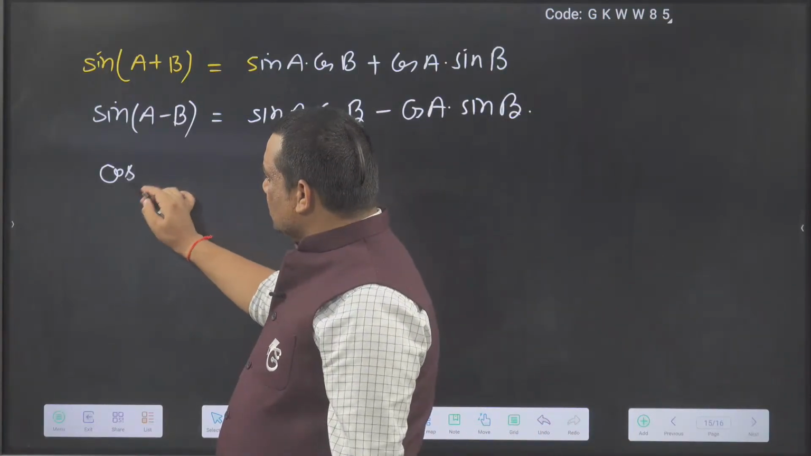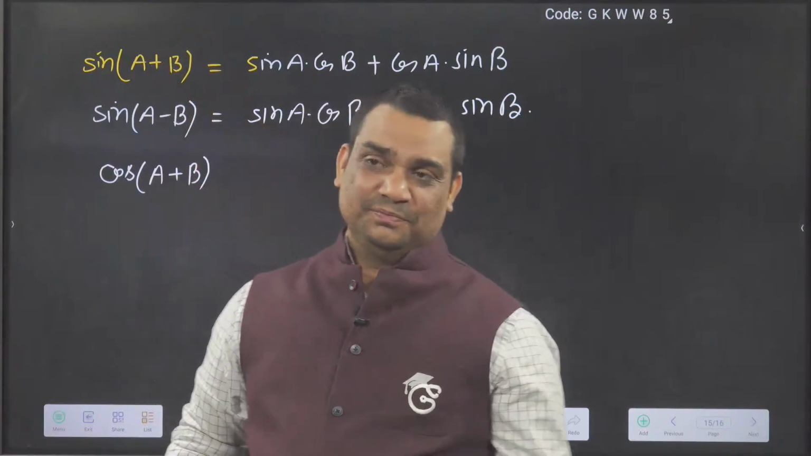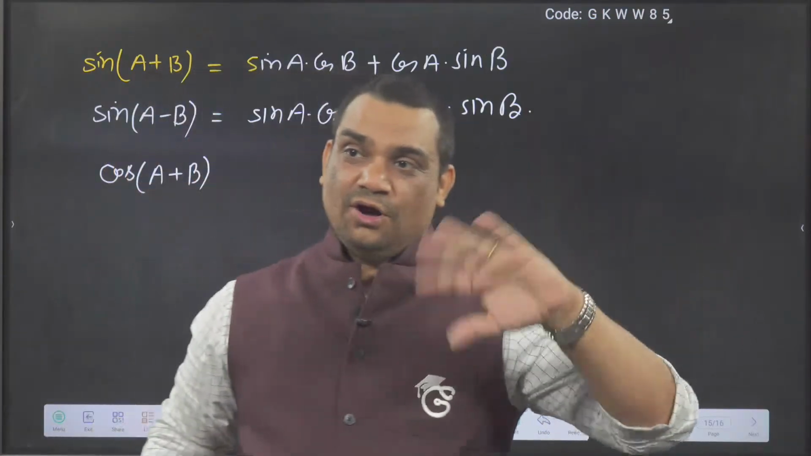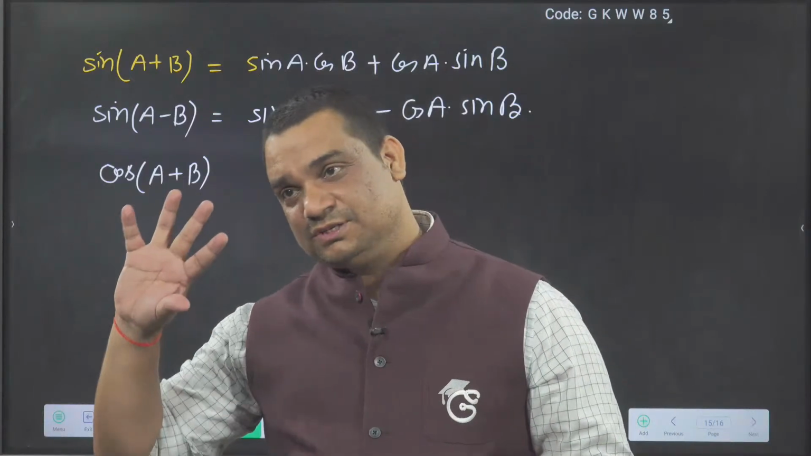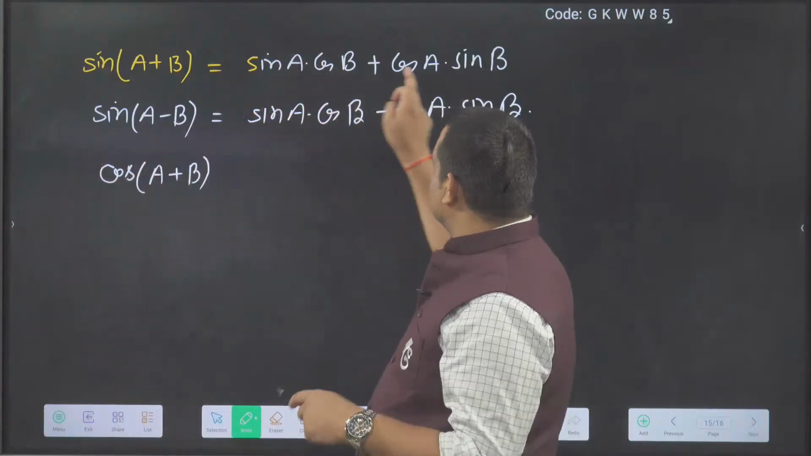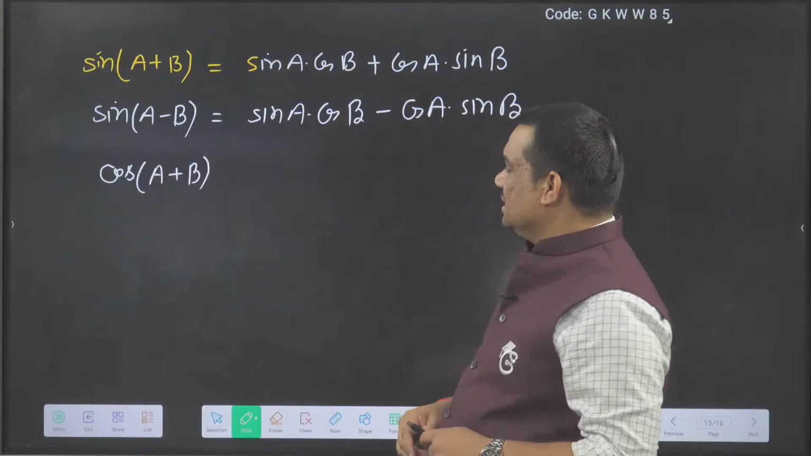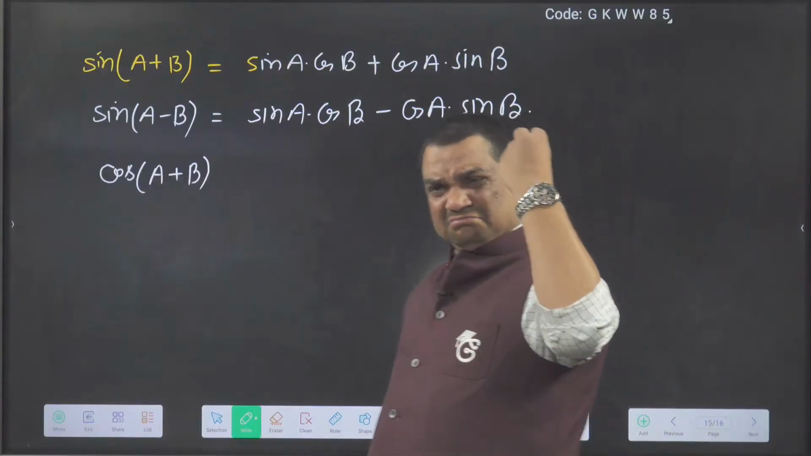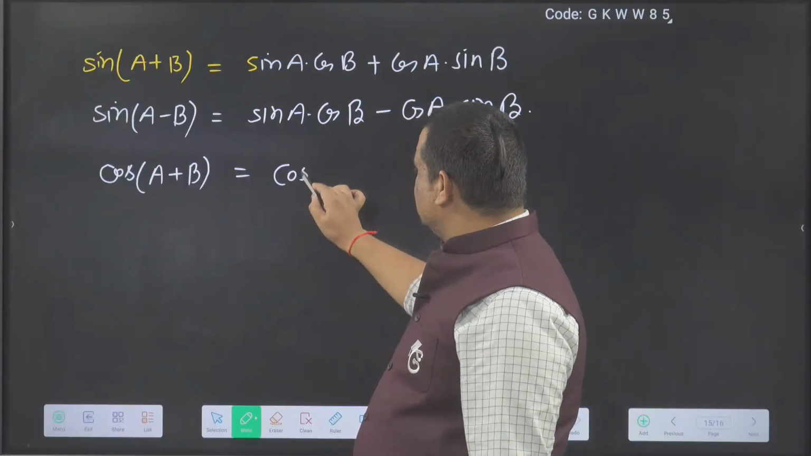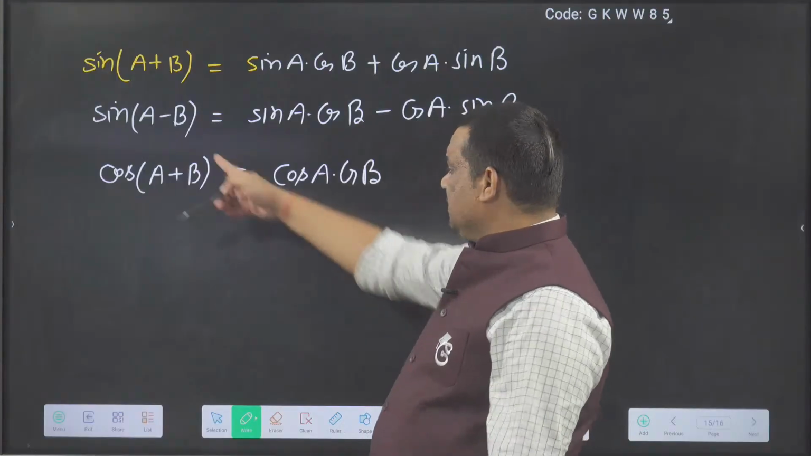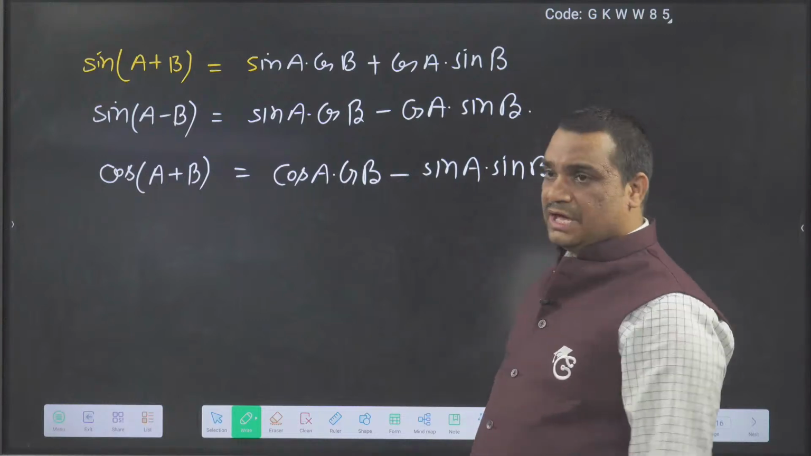If they are asking about cos, then listen, sine behaves like good. Sine 0 is 0, sine 90 is the max. Cos is always behaving exactly opposite. Sine is saying I will keep sine and cos both together: sine, cos together, sine, cos together. Cos is behaving exactly opposite, it is saying I will keep either cos cos or sine sine. Means cos A cos B, if here plus, I will keep it here minus, sin A sin B, okay.